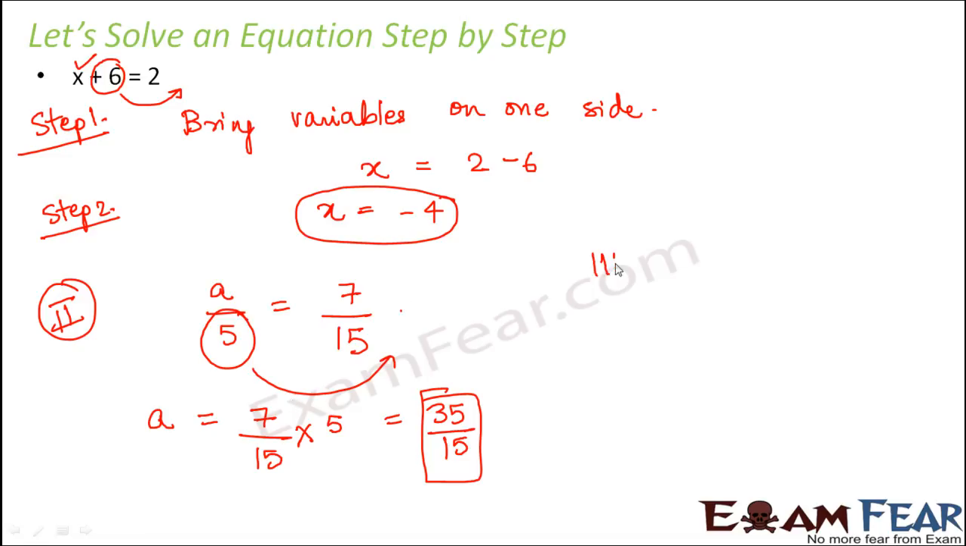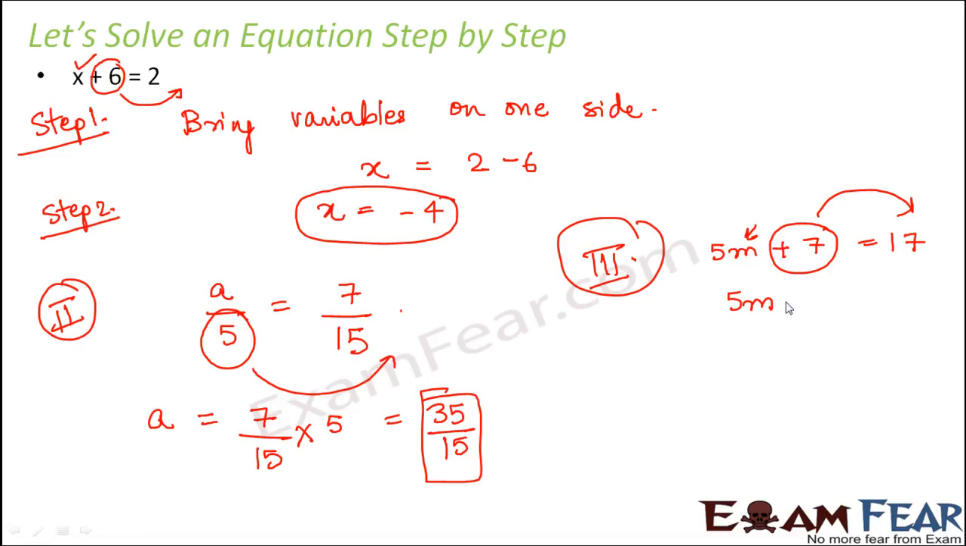Let's look at one more example. Let's say you have 5m plus 7 is equal to 17. In this case also we will do the same. We will gradually move all the constants on one side and we will keep the variable, which is m, on the left hand side. So first let us shift this plus 7 to this side. Plus 7 becomes minus 7. So this is 5m is equal to 17 minus 7, which is 10.